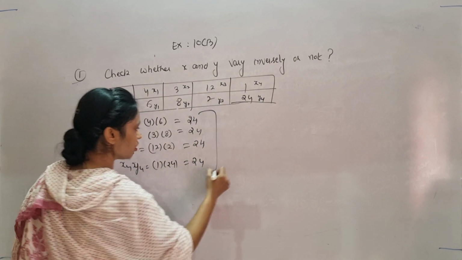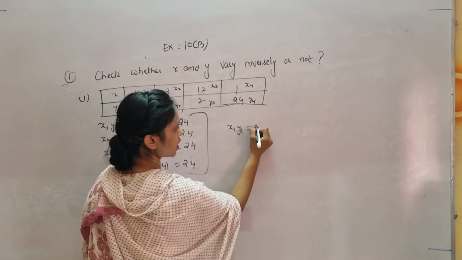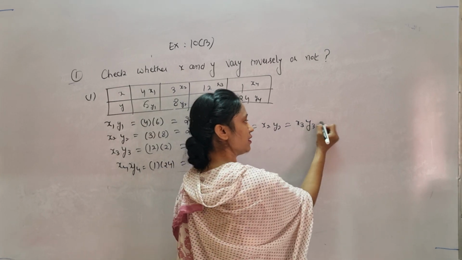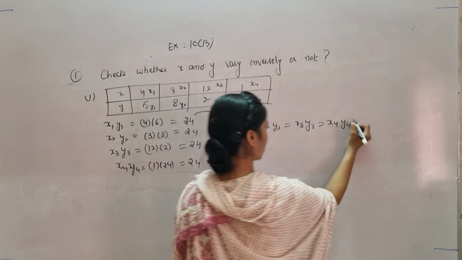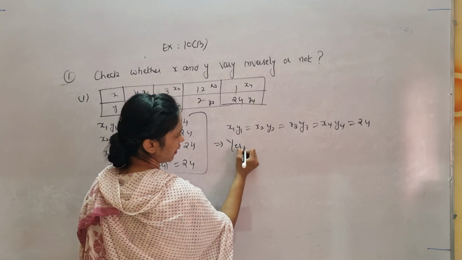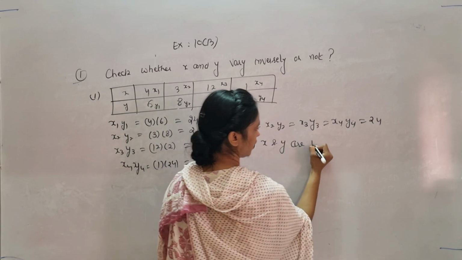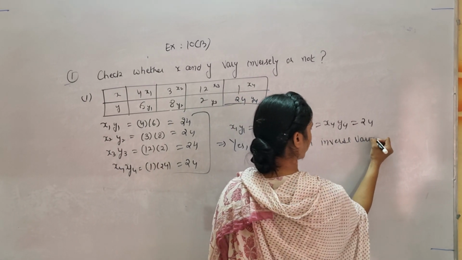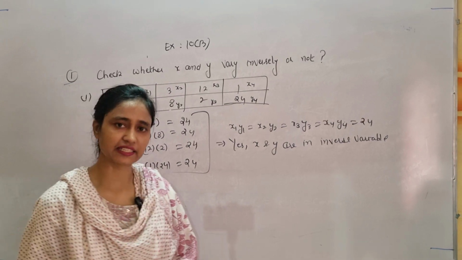We are having the same constant value, meaning x1 y1 is equal to x2 y2 is equal to x3 y3 is equal to x4 y4, all are equal to 24. Then we write yes, x and y are in inverse variation. We can say that x and y vary inversely.